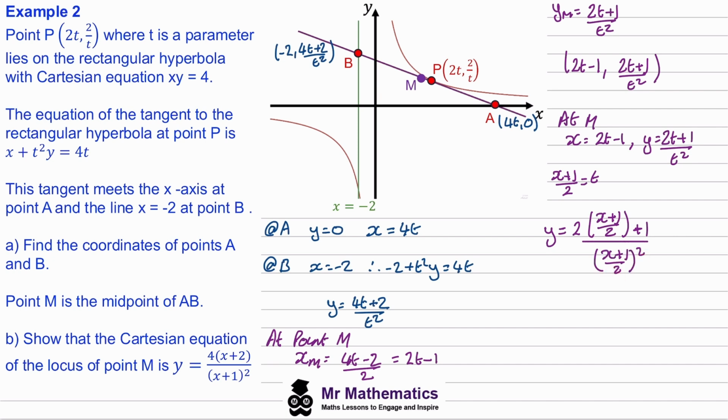We can simplify our numerator. We'll expand out this bracket and these 2's will cancel. Then we can add the 1 to the 1, so we get x plus 2. And then for our denominator, we can expand out and we get (x plus 1) squared over 4, which we can move to the top. So we can multiply our numerator by 4. And this, you can see, is the Cartesian equation we were trying to show.